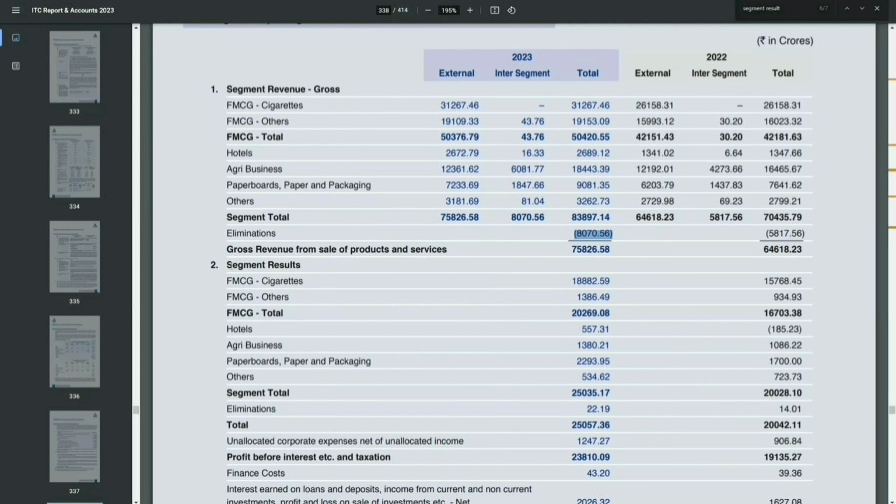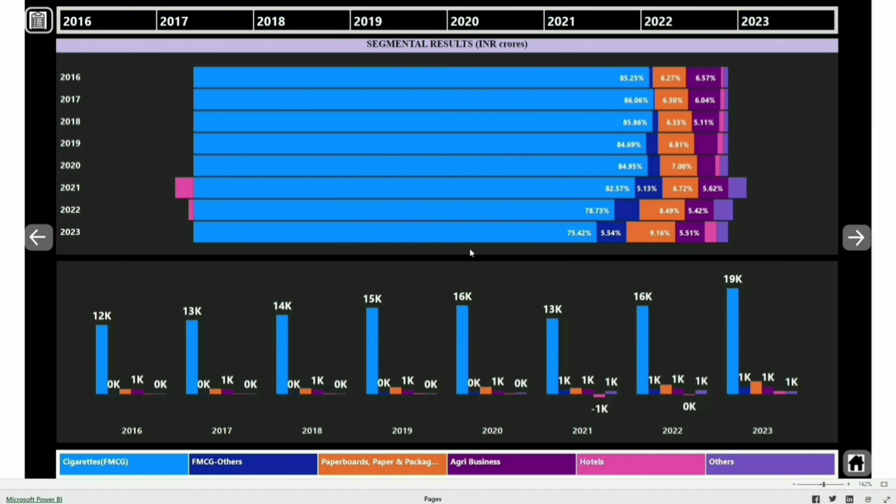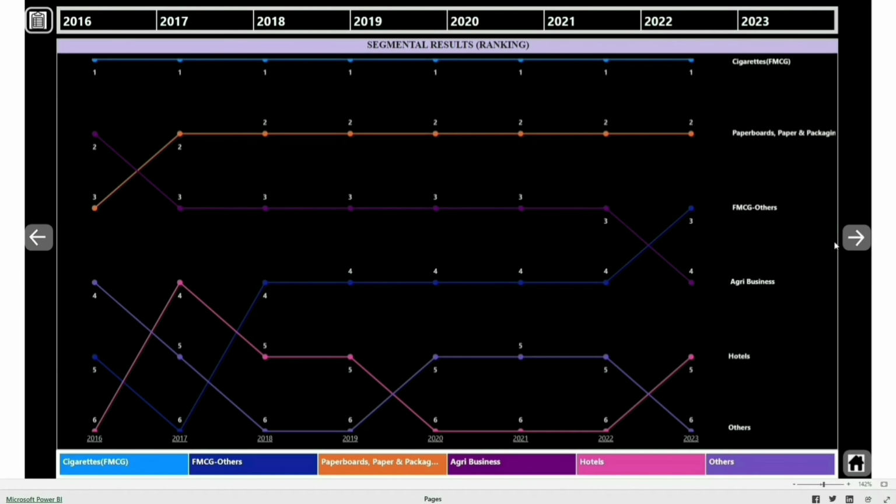Then you can see here the segment results, right? Which means the profits for each of the segments, which can actually be attributed to a specific segment. So this is what this chart is trying to tell us about the segmental results. Here we can clearly see that the cigarette segment happens to be the biggest contributor to ITC's profits. Moving forward, here you can see the ranking of each of the business segments as a contributor to ITC's profits.